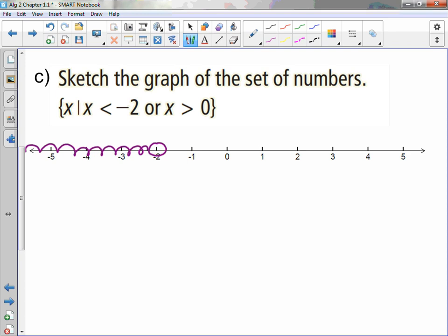Now let's look at the other one. X is greater than 0. So at 0, we would put in an open circle, and we would shade to the right. Then I can check it by picking a number. So 3. Is 3 greater than 0? So it works. So let's look at negative 1. Is negative 1 less than negative 2? No. Is negative 1 greater than 0? So it doesn't work. So a lot of the times, if you want to make sure, we can always go back and check.